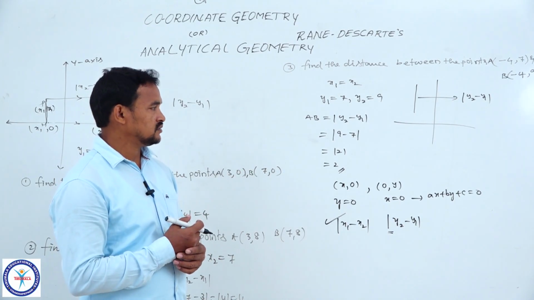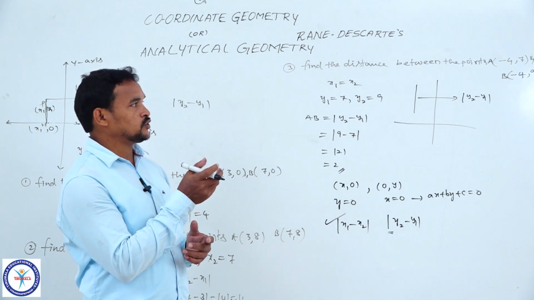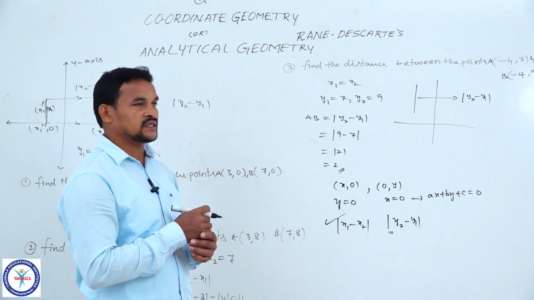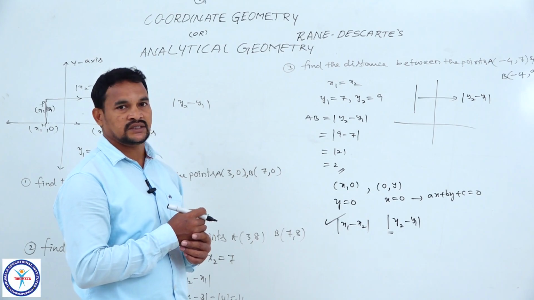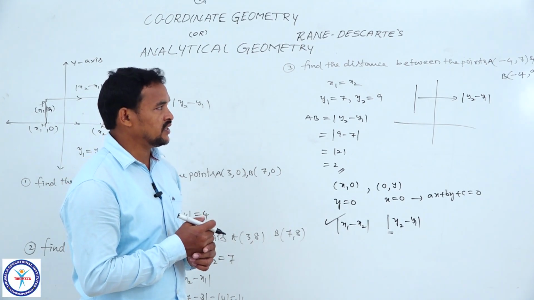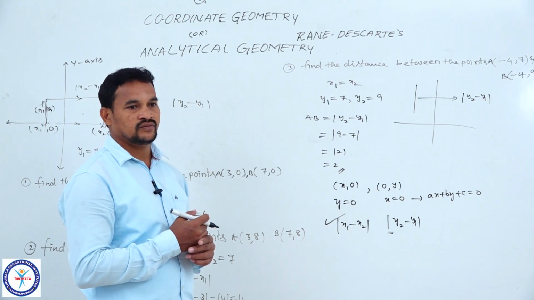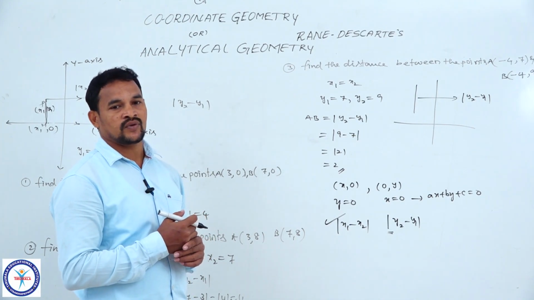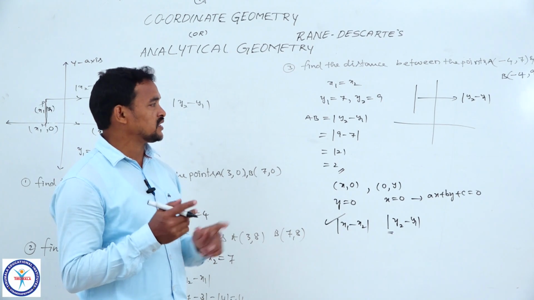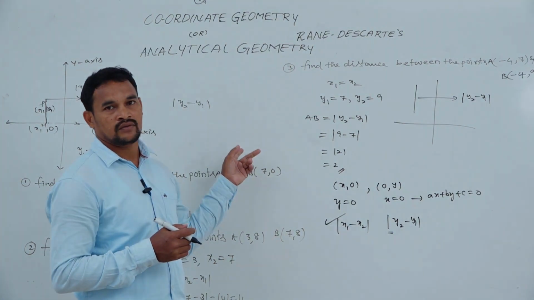In our next class, if A and B are joined and the line is not parallel to the x-axis and not parallel to the y-axis, then how to find the distance between them, and the distance from the origin to any point. Some formulas like that we will learn in the next class. Everyone must read and come to my next class.